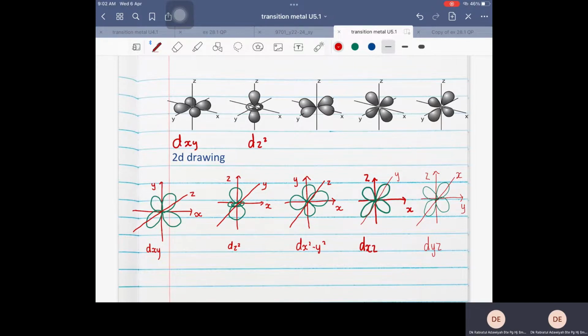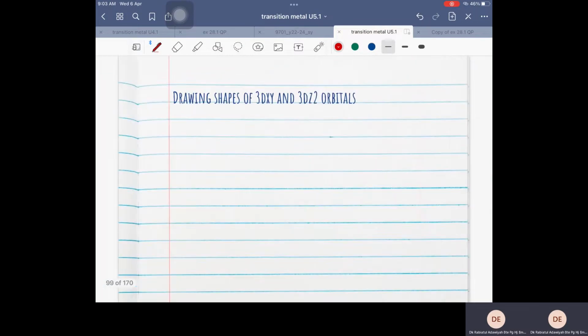This is if you can choose your own axis, but if you don't get to choose, the axes are already drawn and fixed for you. You must follow that axis. Okay? Any questions so far? No? Can move on to the next one.